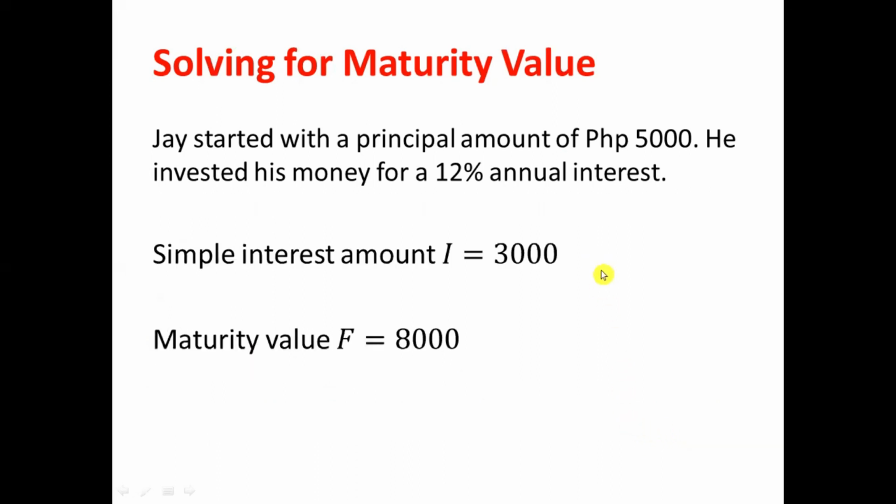Just to illustrate further, guys, the difference between the simple interest amount I and maturity value F, just know na yung 3,000 is what you will add to the principal. While yung 8,000 dito is yung total amount talaga ng investment or loan mo. So yeah, this is just the interest amount and this is the total amount.